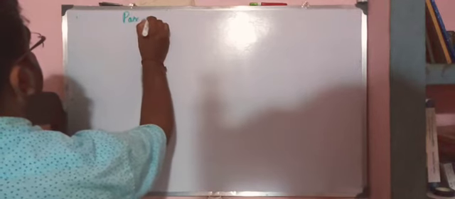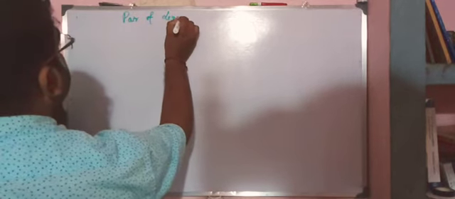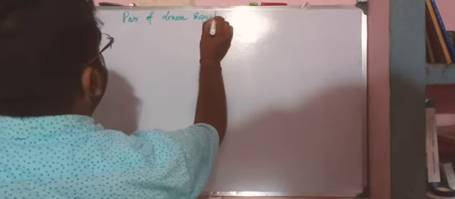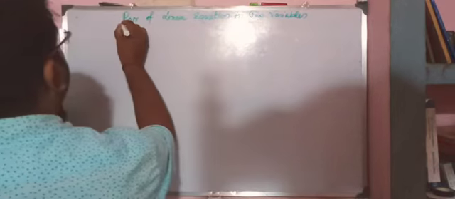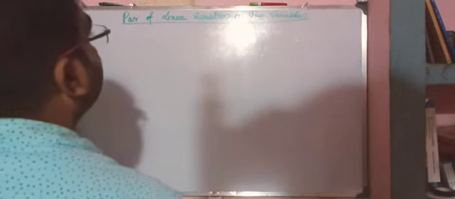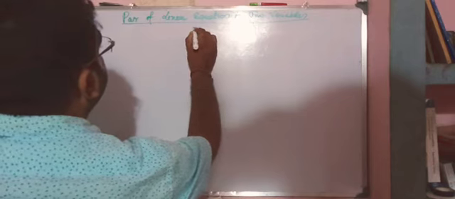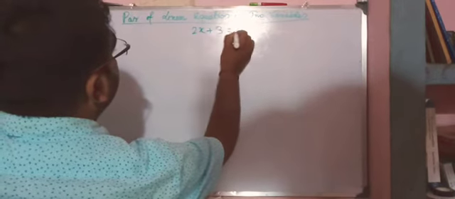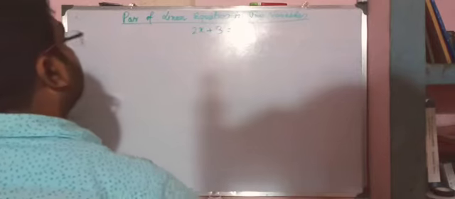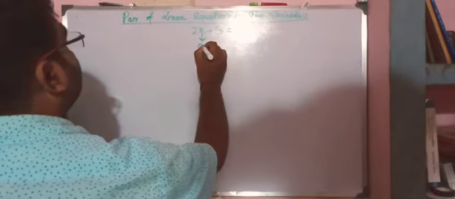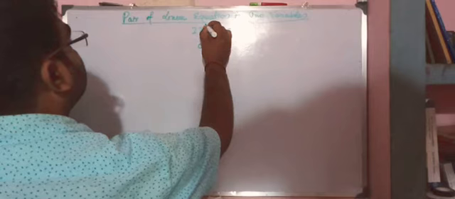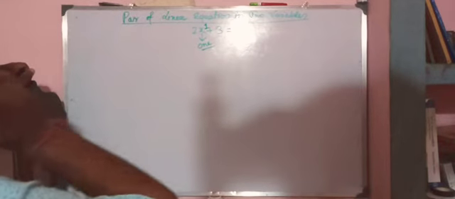So today our topic of learning is pair of linear equation in two variables. Linear equation in one variable, we are already familiar with that. If we take one equation 2x plus 3 equal to 0, that is a linear equation in one variable, because here this is one variable and the highest degree of this variable is 1. So this is linear equation in one variable.